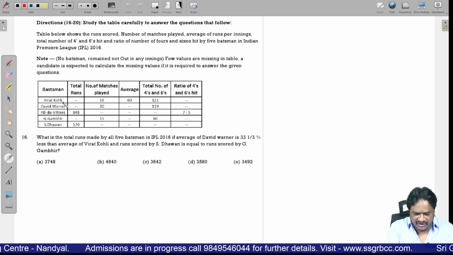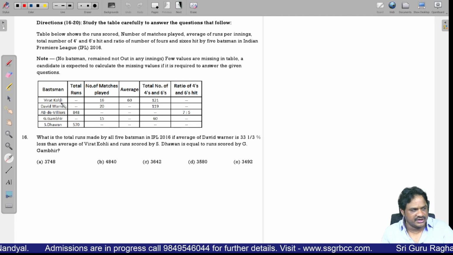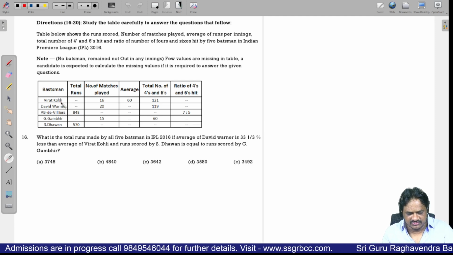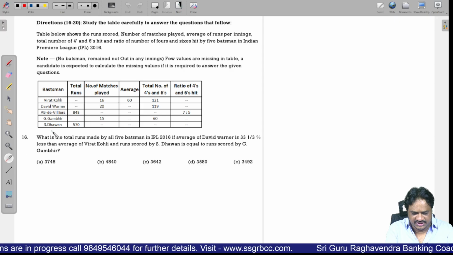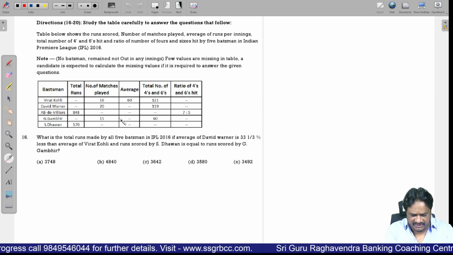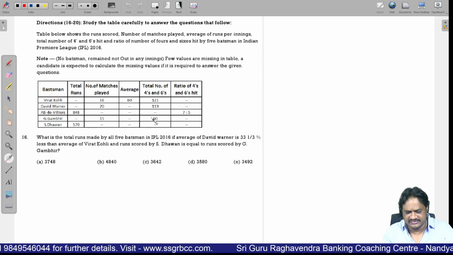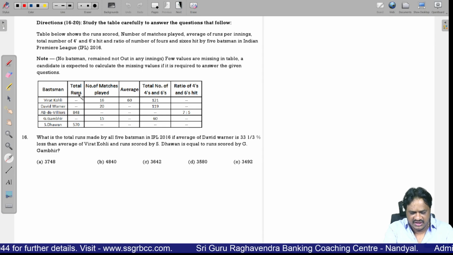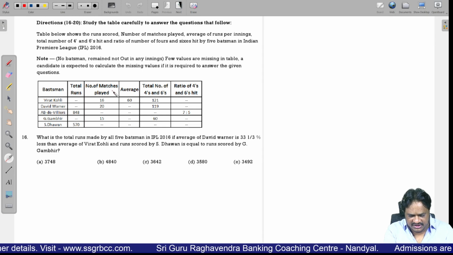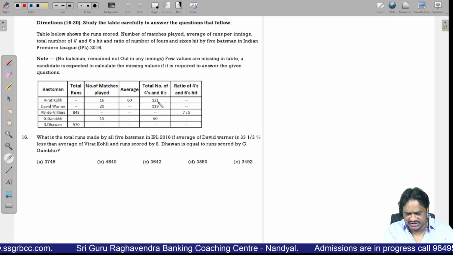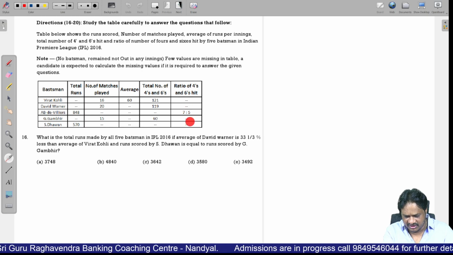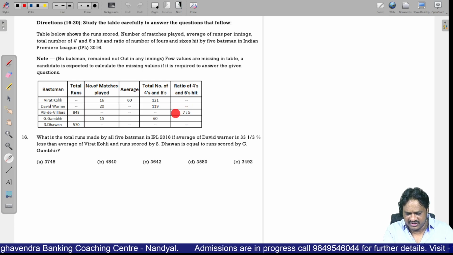So there are five batsmen, namely Virat Kohli, David Warner, AB de Villiers, Gautam Gambhir and Shikhar Dhawan. In some, there are blank values, missed values. You have to calculate the missed values based on the questions. For some, we are given total runs, number of matches played, average, total number of fours and sixes, 121. In this, how many fours and how many sixes, the ratio is given in the last. That is given for only AB de Villiers, 7:5. That means number of fours is 7 parts, number of sixes is 5 parts.